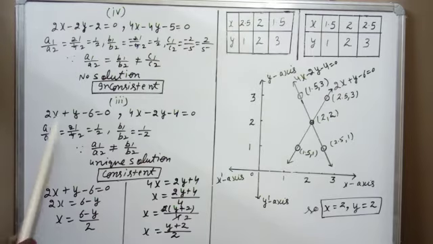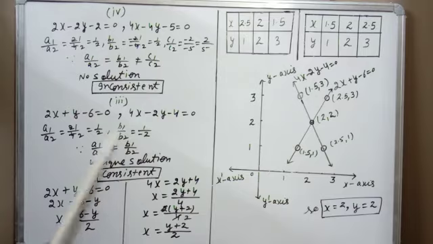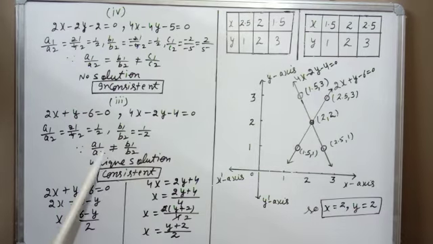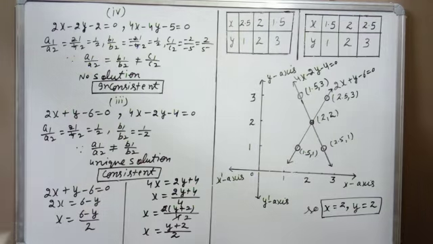So a1 upon a2 is 2 upon 4, which means 1 upon 2, b1 upon b2 is 1 upon minus 2. So when these two are different, no need to find out c1 upon c2. So these two are different, it means unique solution. Unique solution means consistent. If it is consistent, it means we will draw the graph. So let us write the equation again.